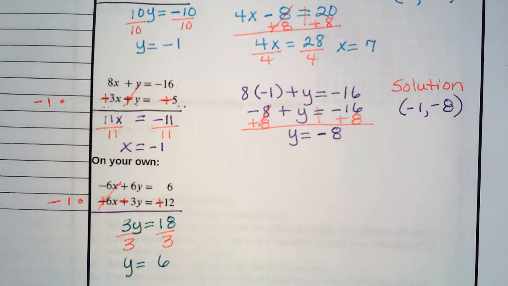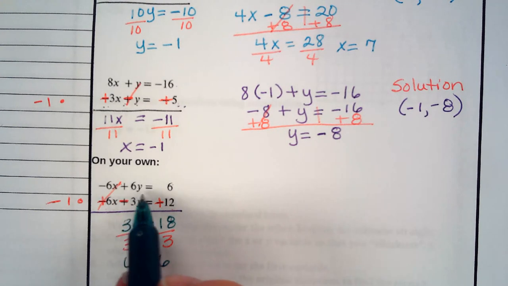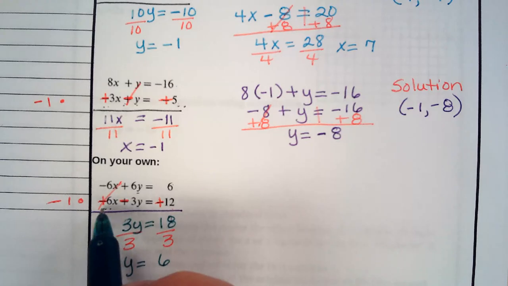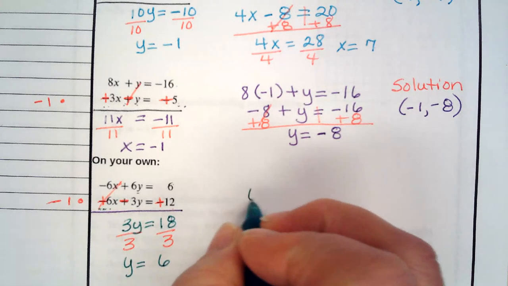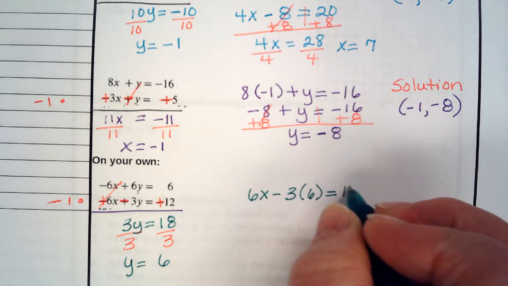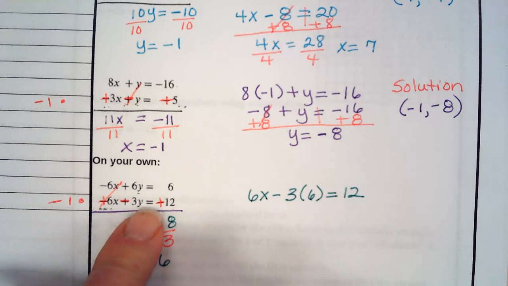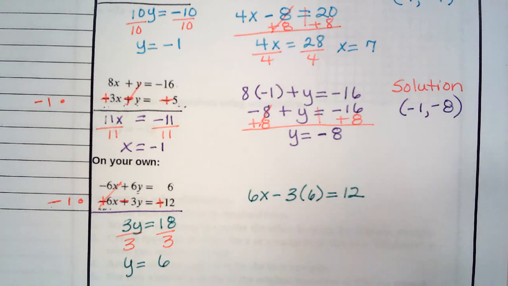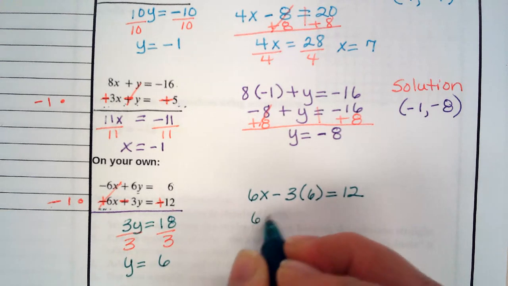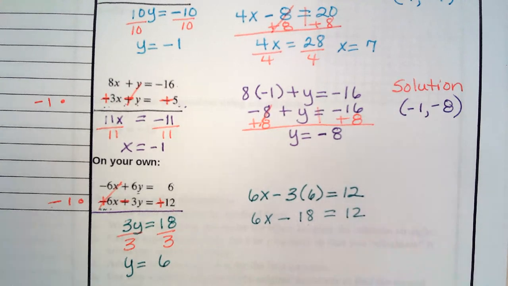Okay, which one am I going to use? Truly doesn't matter, but if I use the first one, then my y value will be positive. If I use the second one, then my x value will be positive if I use the scaled one. So 6x minus 3 times 6 is equal to 12. You can use the original here, or you can use the scaled one. All three of those you can use to find the other variable. So I chose the one that we'd scaled. 6x minus 18 is equal to 12. 3 times 6 is 18.